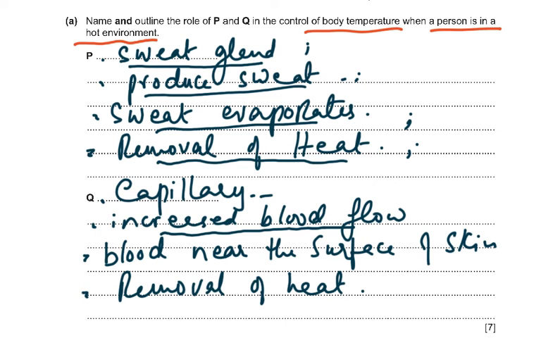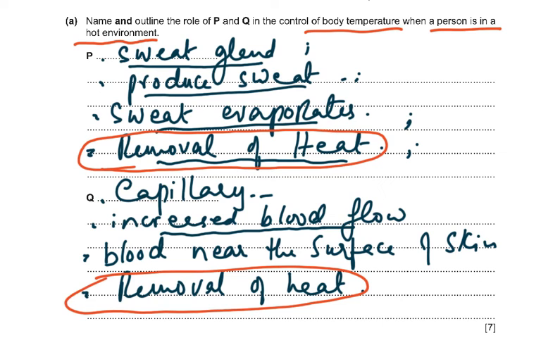So this removal of heat, you were going to get 1 mark for writing it here, or if you wrote it in both places, you could only get 1 mark for it. So you could only get a mark once for a certain point.